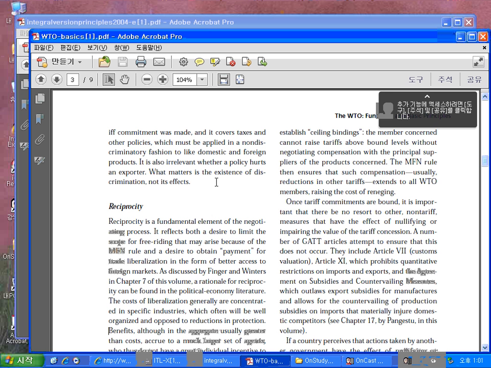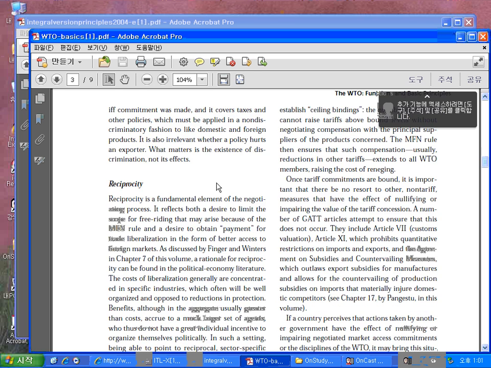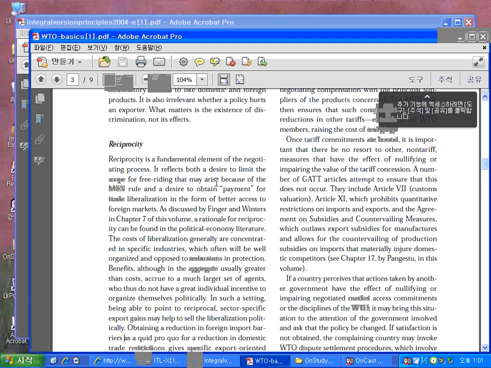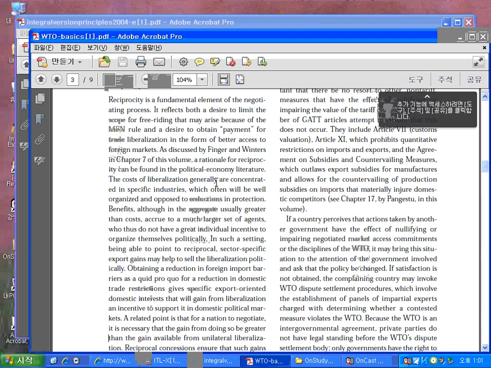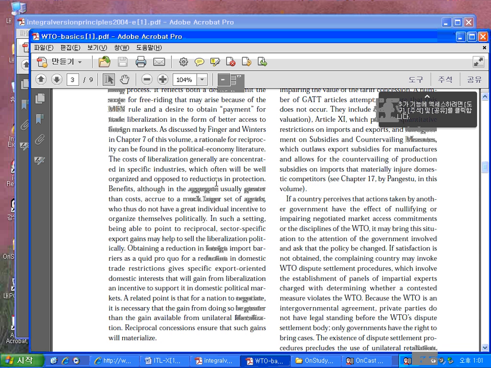So once one local high school offered lunch food in discrimination against foreign products, and that was also sustained by the local government in Korea. So do you agree that measure conforms to the WTO requirement?